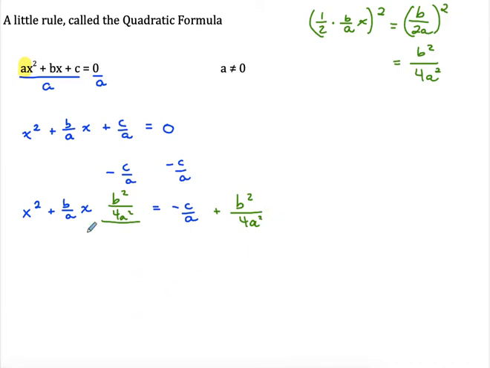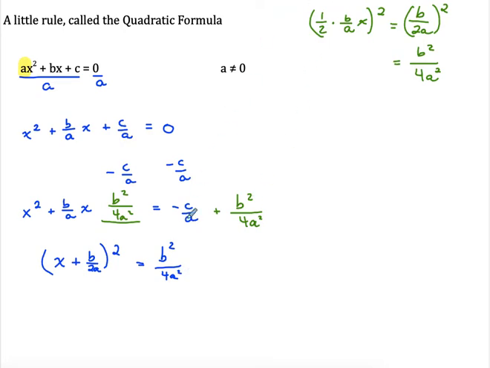Okay. And so this is now a perfect square, right? So I can rewrite this as x plus half of b over a times x, or b over 2a times x, and that quantity, b over 2a, the quantity squared, now equals b squared. I'm just going to rewrite this order. So b squared over 4a squared.